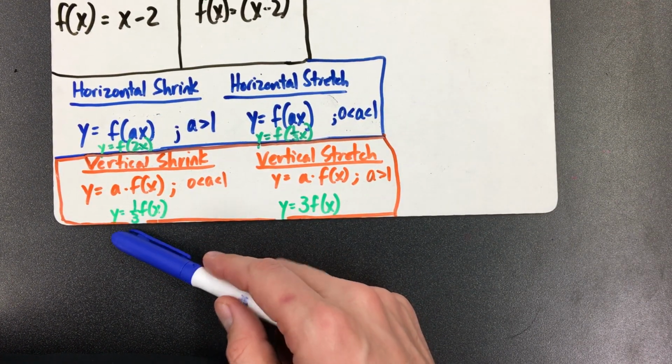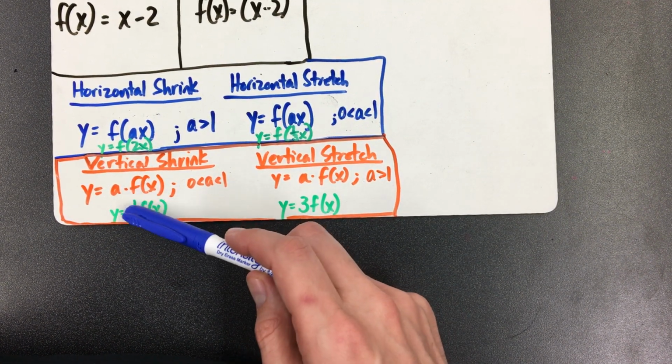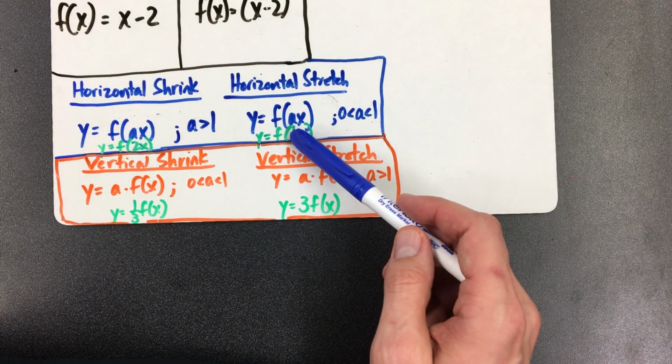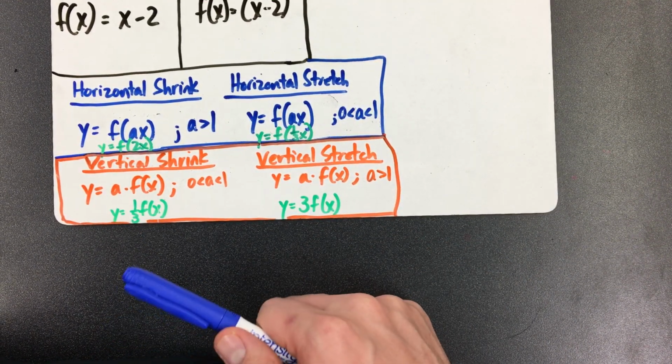And so I put an example right here in green, y equals 1/3 f of x. Remember, see how the 1/3 here is outside of the parentheses? And on this one, the 1/3 is in the parentheses. That's how you can tell it's vertical instead of horizontal.